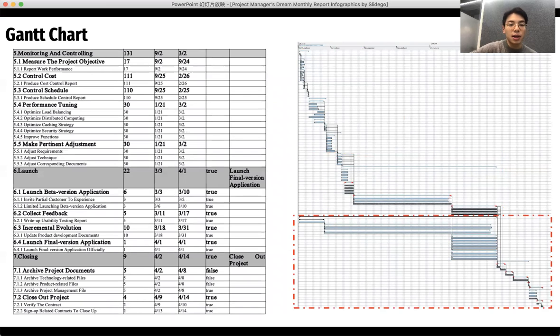The last part is after the implementation, there are monitoring and controlling. And finally, if it goes well, the requisition processing would be launched with the whole e-procurement system. And finally, the project will be closed.